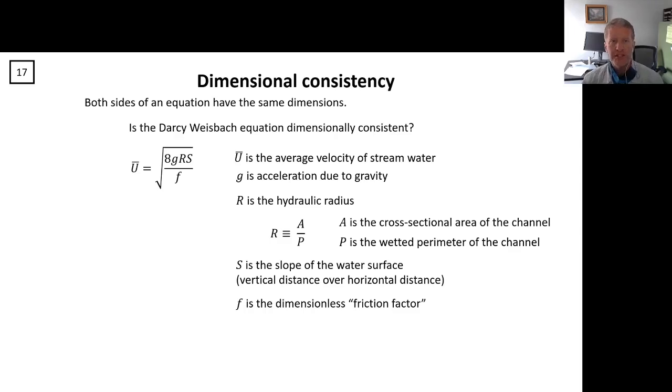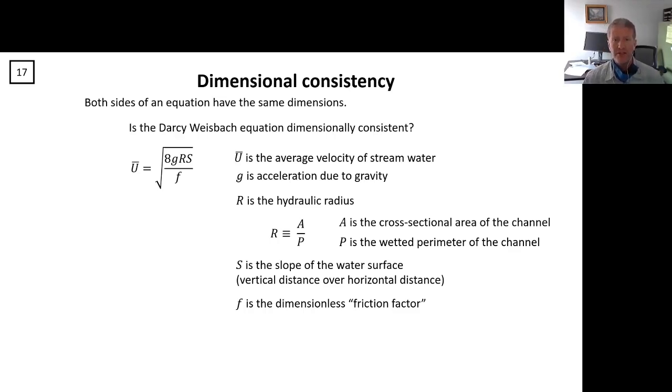So the variables in the Darcy-Weisbach equation are listed here. U bar is the average velocity of the stream water. g is the acceleration due to gravity. R is the hydraulic radius. S is the slope of the water surface. And f is a dimensionless friction factor.